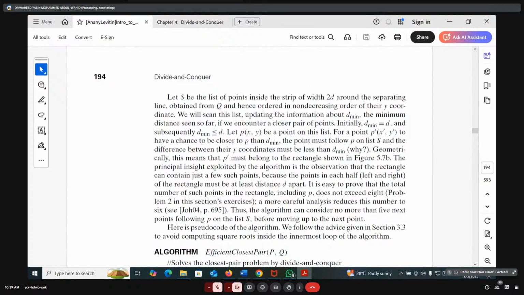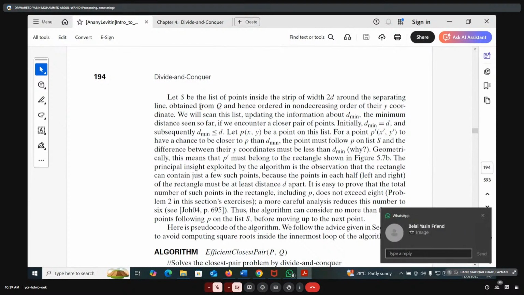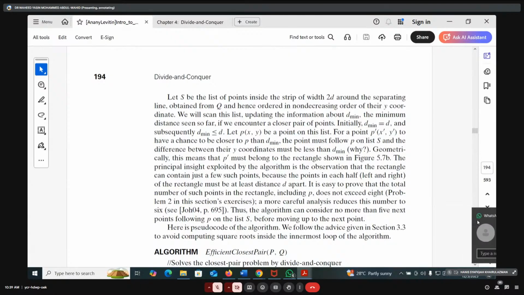So this is the 2d, and these are the points around the separating line obtained from Q, and hence ordered in non-decreasing order of their y coordinates. We will scan this list, updating the information about d min, the minimum distance seen so far, if we encounter a closer pair of points. Initially d min equals d, and subsequently d min is less than or equal to d.